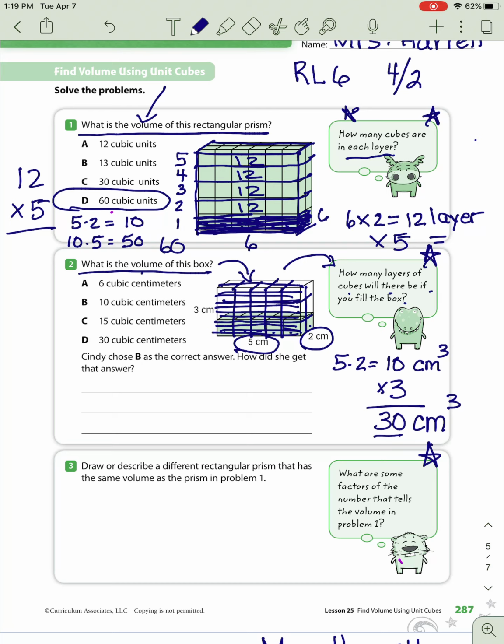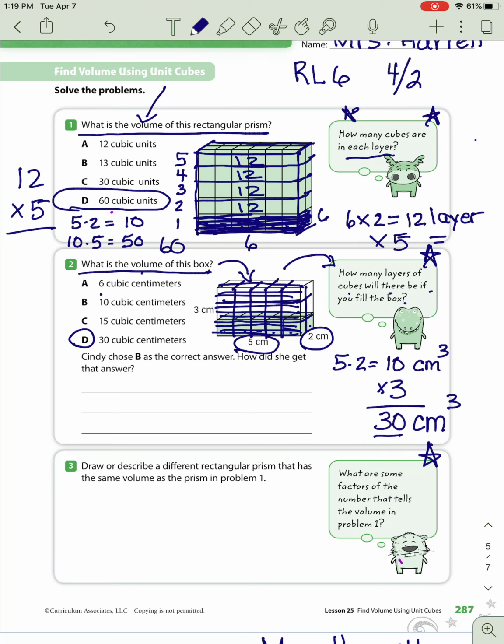Okay, so notice I did that before I went on to the rest of the question. I actually went and solved it. Did it ask me to do that? No. Should I do that? Yes. Okay, now what is the volume of this box? Well, the volume of this box is 30 centimeters cubed. So I look at what is the volume? There's my answer. Okay. Cindy chose B as the correct answer.